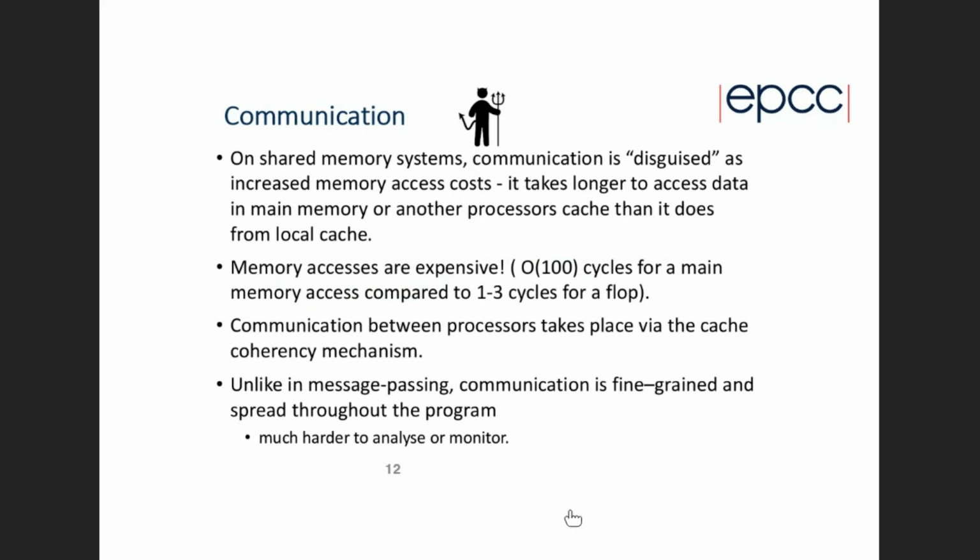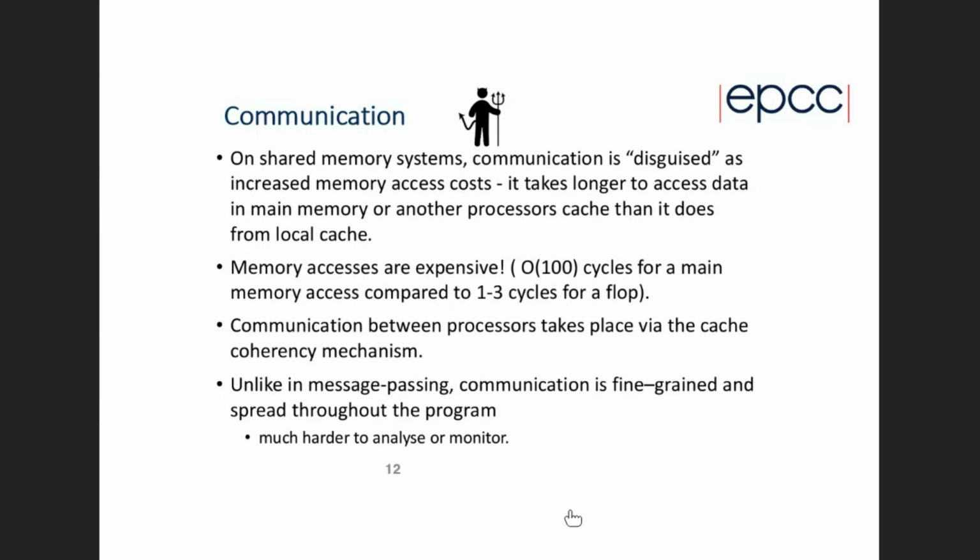Okay, so on to some of the nastier and more difficult stuff, and this is all to do with communication. This is because on shared memory systems, communication is effectively disguised as increased memory access costs. It takes longer to access data that's in main memory or in another processor's cache than it does to get it from the local cache. You have to remember that memory accesses are relatively expensive things. It's order of 100 clock cycles for a main memory access, compared with a handful of cycles for a floating point operation.